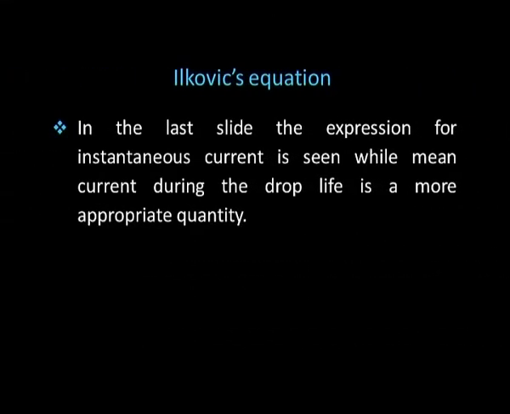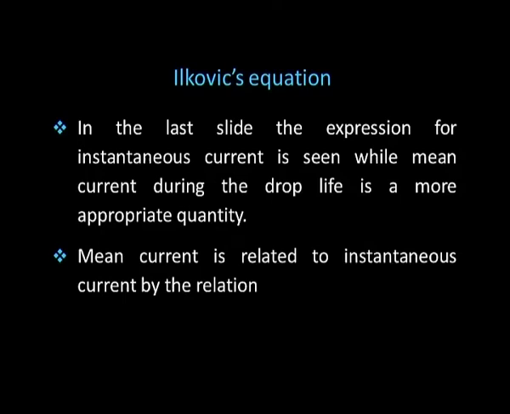In the last slide, the expression for instantaneous current is seen, while mean current during the drop life is a more appropriate quantity. Mean current is related to instantaneous current by the relation I d is equal to 6 by 7 I d instantaneous. Thereby, we can write an expression which is known as Ilkovic equation: I d is equal to 607 n D half m raised to the power 2 by 3 t raised to the power 1 by 6 c.